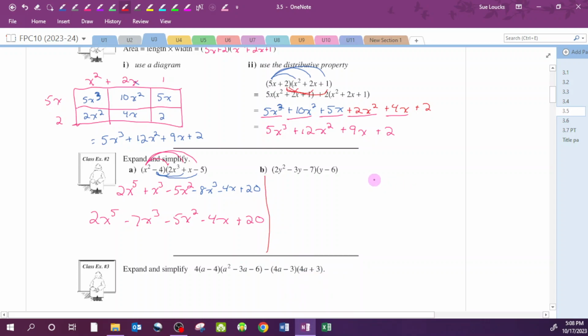Okay, next one. We're going to do the same thing here. Everything in the first times everything in the second. So we're going to go that and that. So we get 2y squared times negative 6 is negative 12y squared.